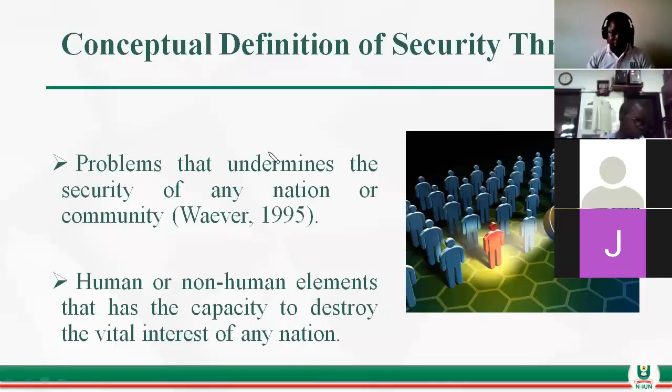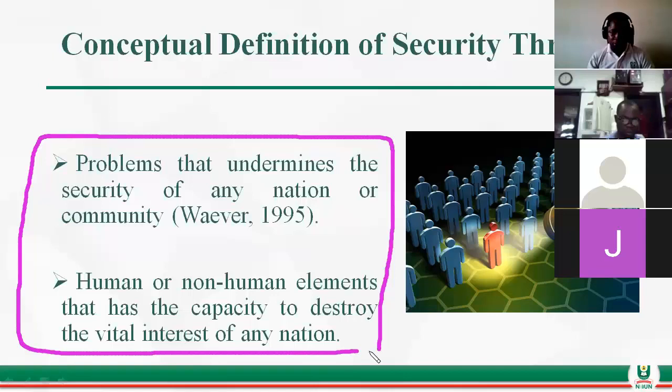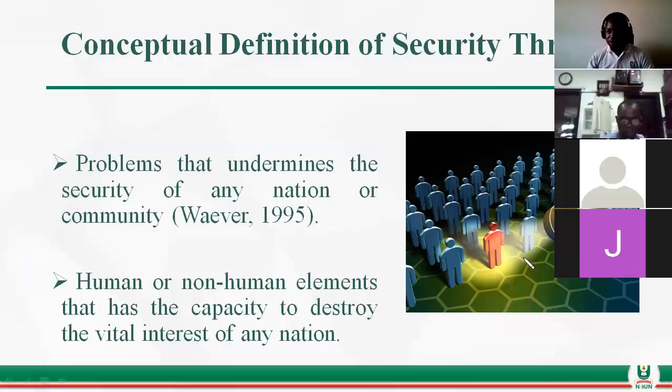As you can see, from my end, I have cherry-picked two definitions that should qualify for security threat. Again, there is an image here to illustrate what security threat is. You can see one extraneous element right there. In the midst of all of these people with common unity, there is a threat right there, threatening the existence of all of these people, okay?